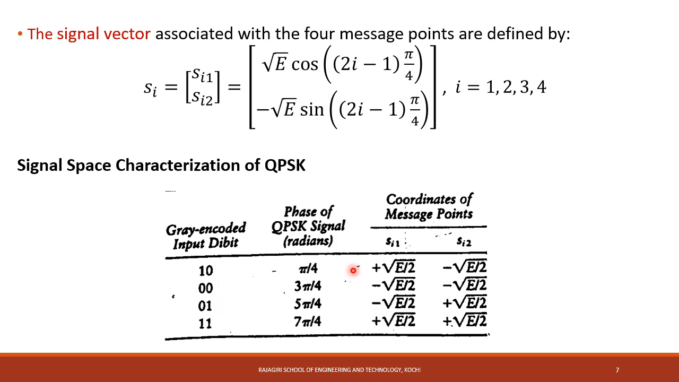Once you calculate the coordinates of the four message points, we will plot this in an N-dimensional space. So here, what is the value of N? The value of N is equal to 2 because you have two basis functions. So the value of capital N will be equal to 2.